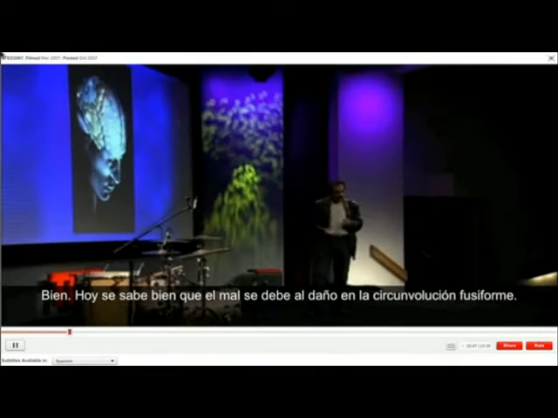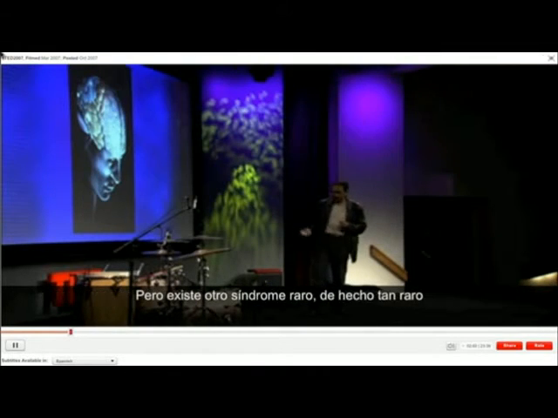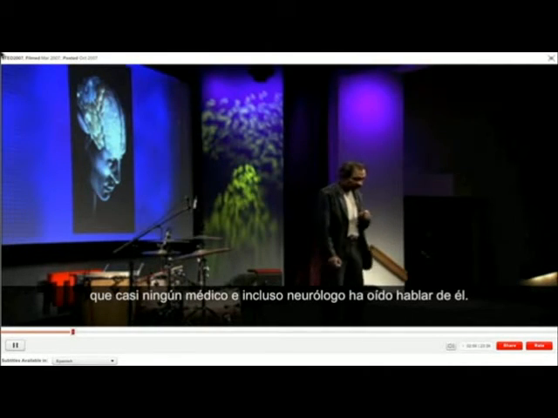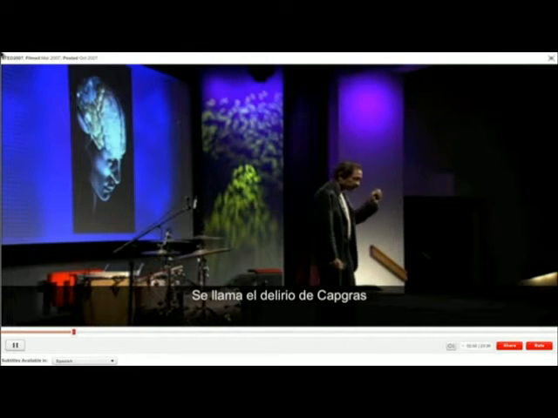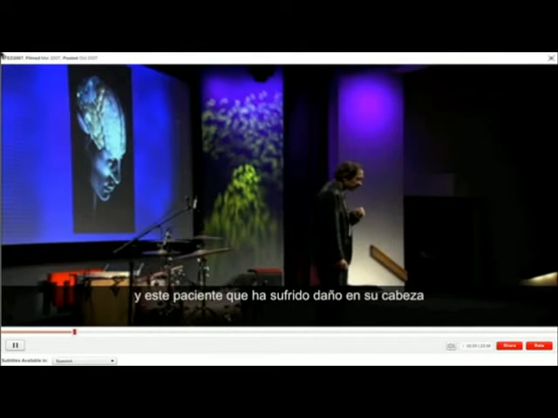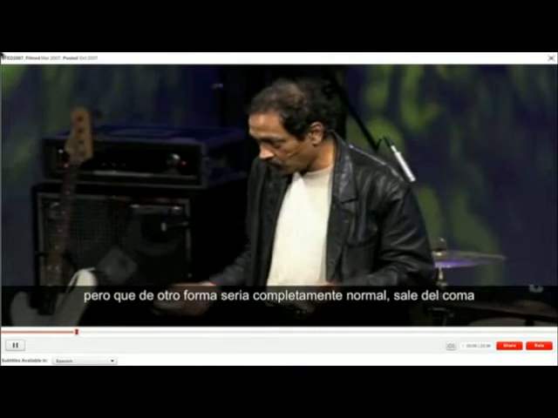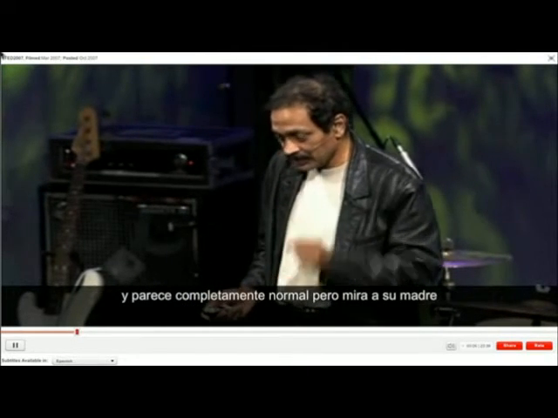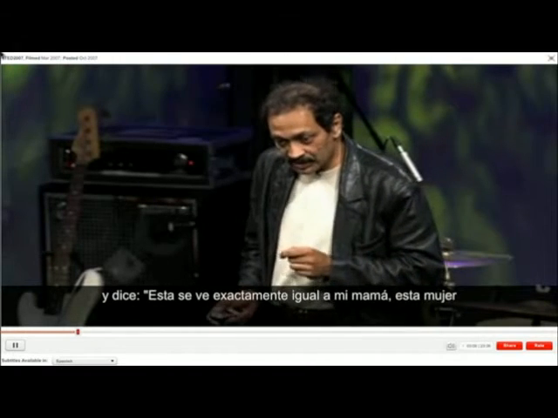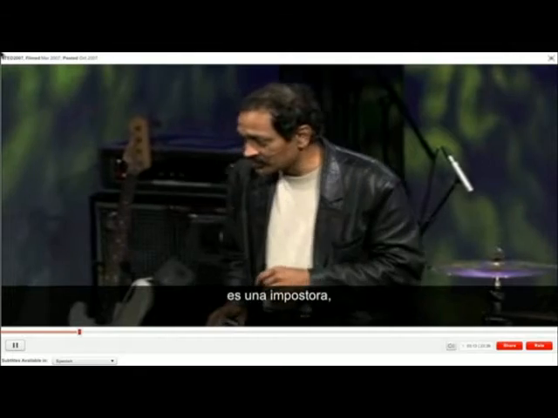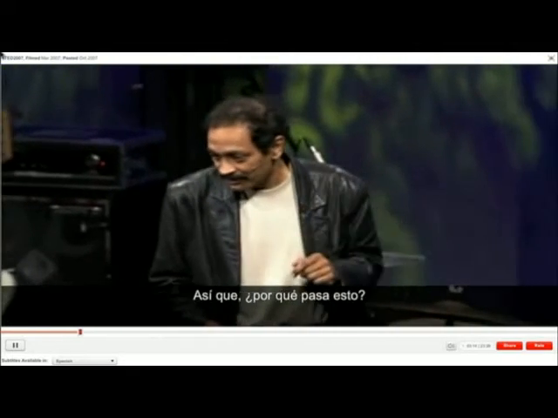Now that syndrome is well known, it's caused by damage to the fusiform gyrus, but there's another rare syndrome, so rare in fact that very few physicians have heard about it, not even neurologists. This is called the Capgras delusion. And that is a patient who's otherwise completely normal, who's had a head injury, comes out of coma, otherwise completely normal. He looks at his mother and says, this looks exactly like my mother, this woman, but she's an imposter. She's some other woman pretending to be my mother.